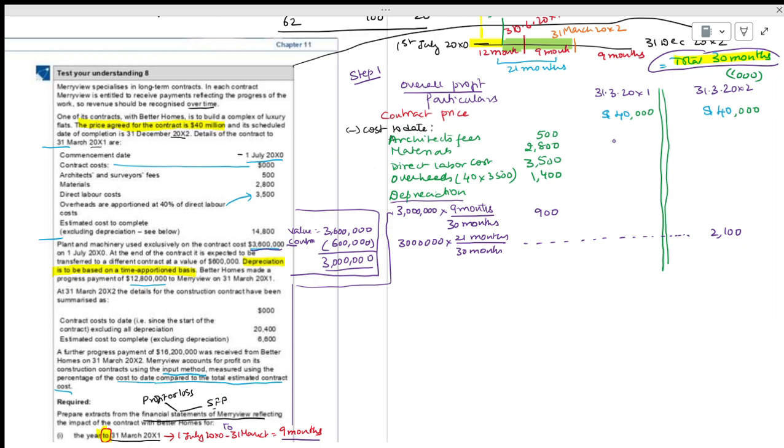What they say, 3.6 is the value of the asset, 600 is the transfer we have done, we will take 3 million, time apportion. This is what you actually have to focus on. Time apportion, how much time we have taken, okay?